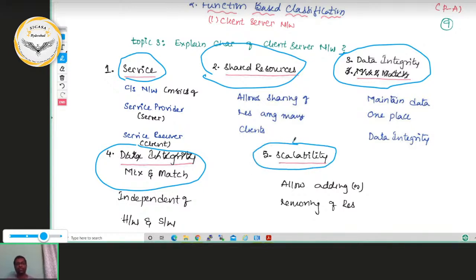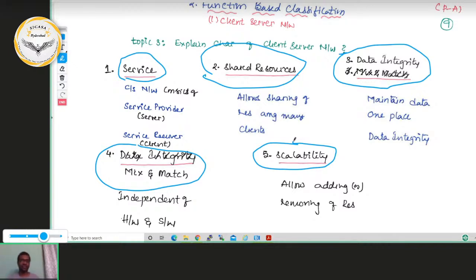What are the 5 characteristics? First is service, second is shared resources, third is data integrity, fourth is mix and match, and fifth is scalability. You need to write the side headings correctly. The order need not be the same, but you should not change the side headings. So the first one is service.